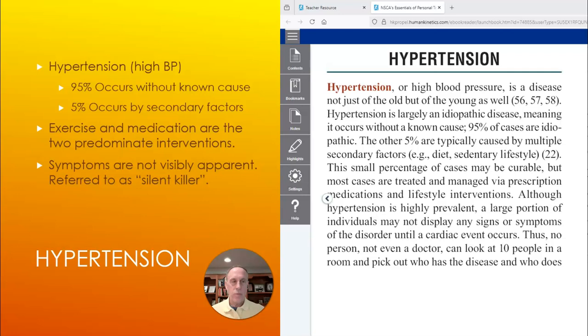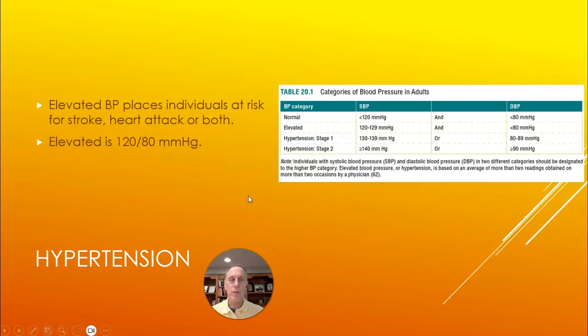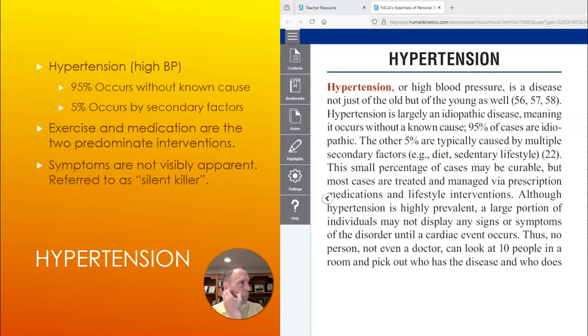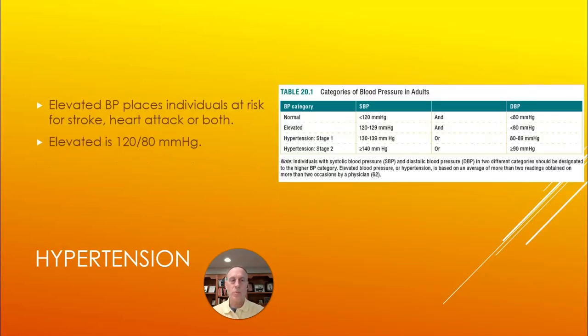So when you look at what they note here in the book, although hypertension is highly prevalent, a large portion of individuals may not display any signs or symptoms of the disorder until a cardiac event occurs. So, to a certain degree, when you work with your people, it becomes a conversation of them knowing their blood pressure, maybe perhaps you even taking their blood pressure and you find it's elevated. They may have had a doctor's visit and they found they had elevated blood pressure. So it's a matter of the client having an understanding of their blood pressure and blood pressure concerns.